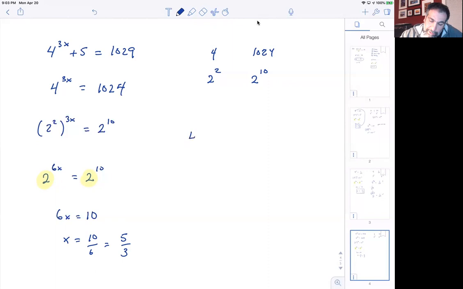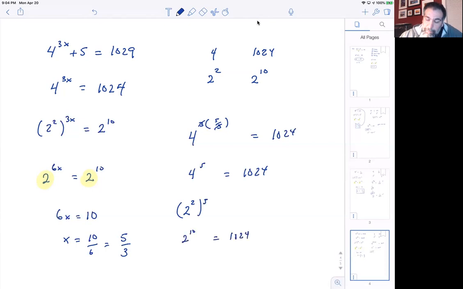If I go back and substitute that in, I will get 4 to the 3 times 5/3. And now I'm saying this should equal 1024. Well, those 3's will cancel, and I'll be left with 4 to the 5th. That's equal to 1024. We're trying to prove this. And 4 to the 5th, if you do it out, you'll see that's 1024. If you take it all the way down to base 2, you'll get this as 2 squared all to the 5th. And that will get you 2 to the 10th, which is indeed 1024. So, method of common bases.